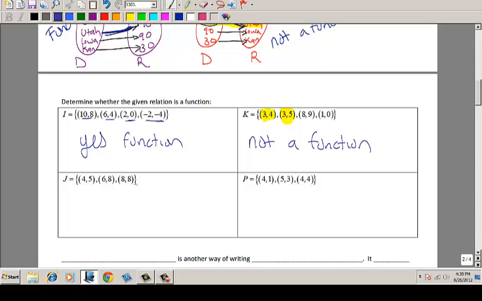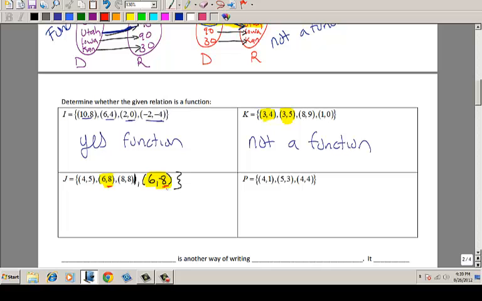Okay, let's look at J, and we're going to change J a little bit. We're going to add another ordered pair to J. Okay, so now we're going to see I do have a repeated input value. My repeated input value is 6. But notice, every time that the number 6 appears as an input, it has the exact same output value that it did before. So if I tell my computer my input value is 6, my computer is going to say your output is 8, because 6 always corresponds to 8.